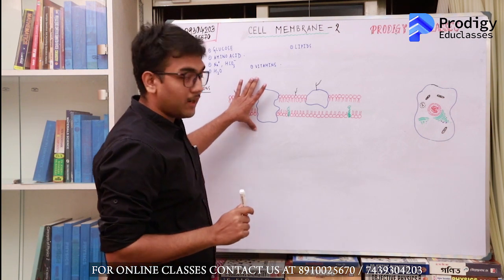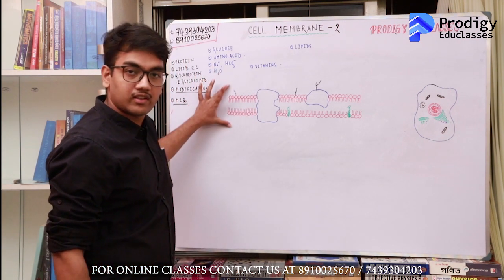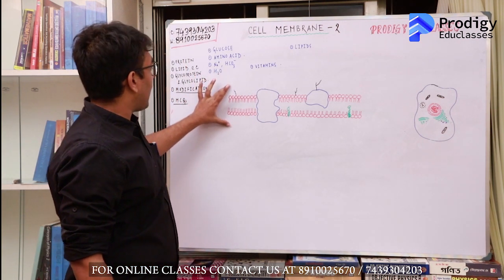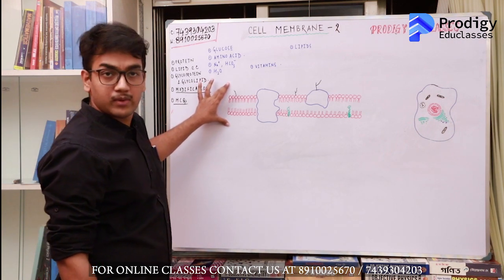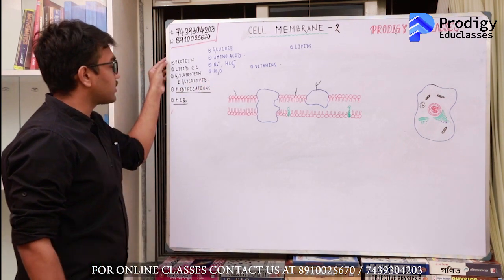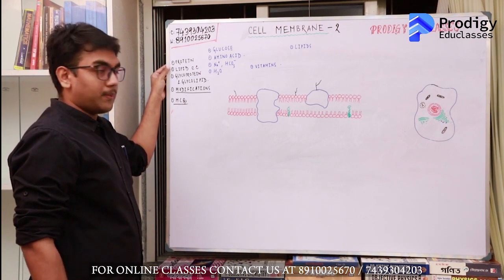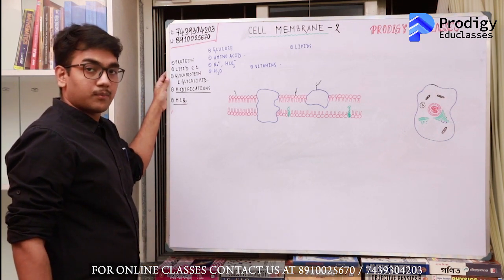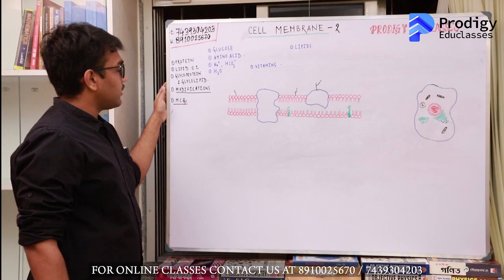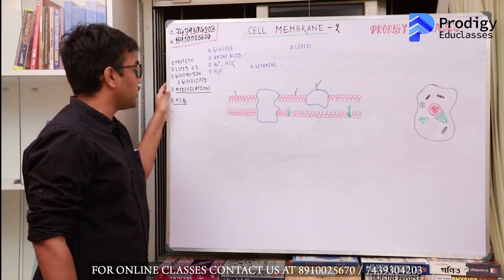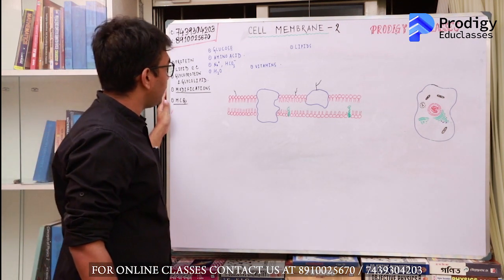So here I have already made a diagram of the fluid mosaic model of the cell membrane of Singer and Nicholson. And here we will be discussing how the cell membrane functions. We will be covering the functions of proteins, the function of lipid and cholesterol, the function of glycoproteins and glycolipids, various modifications of the cell membrane, and a few high yield MCQs throughout this video.